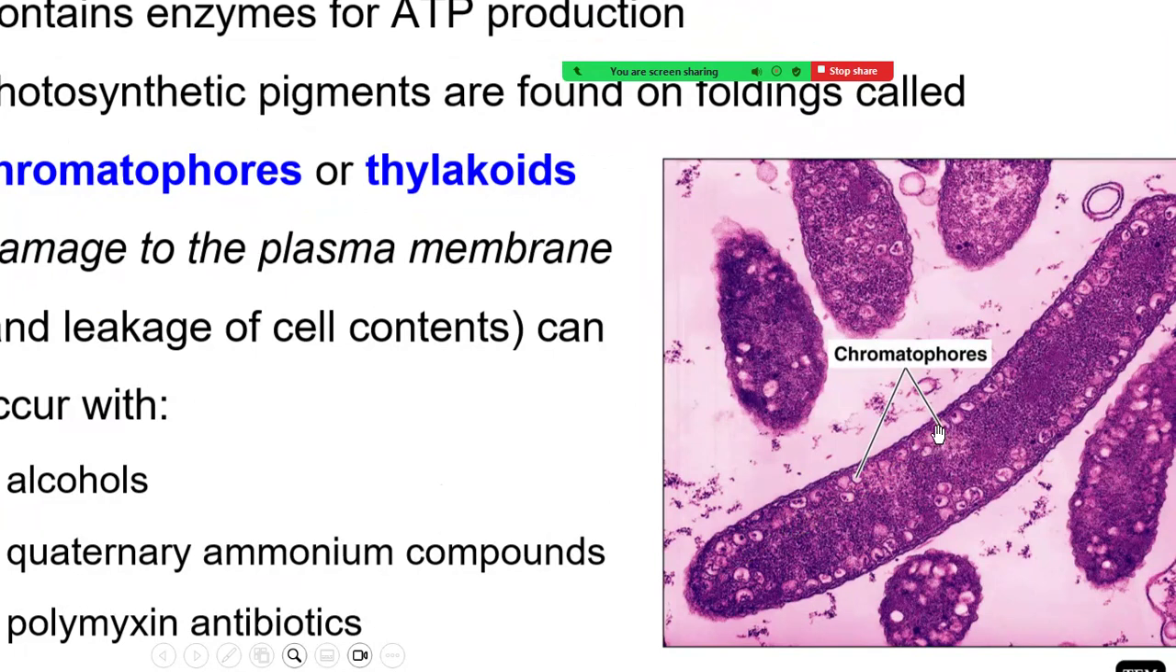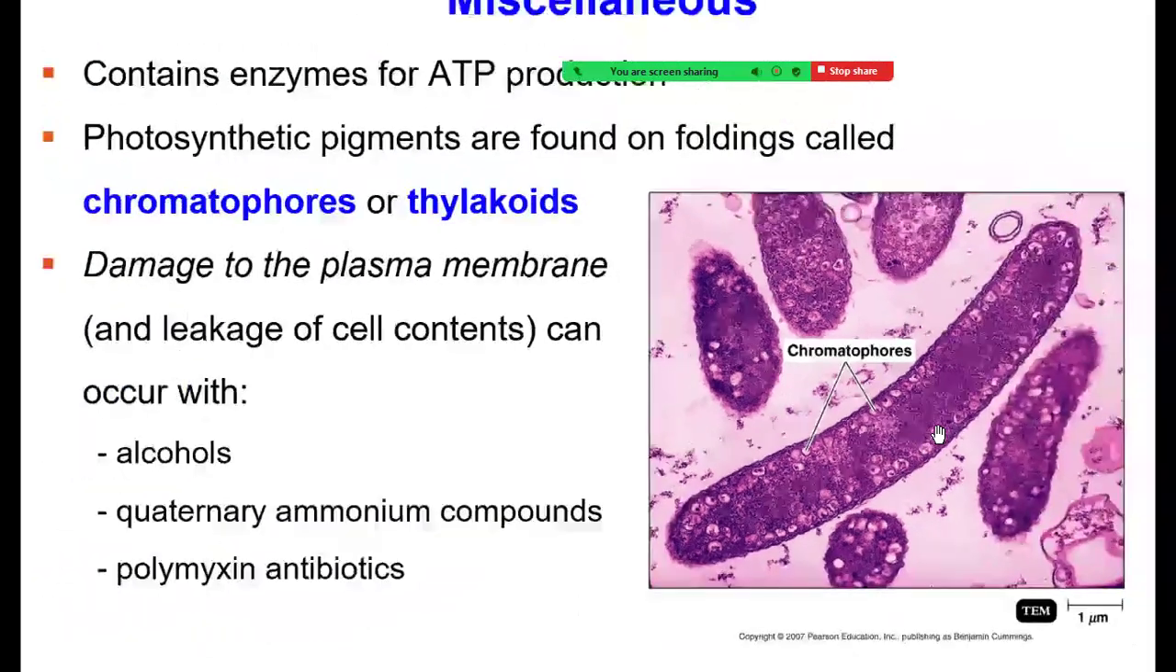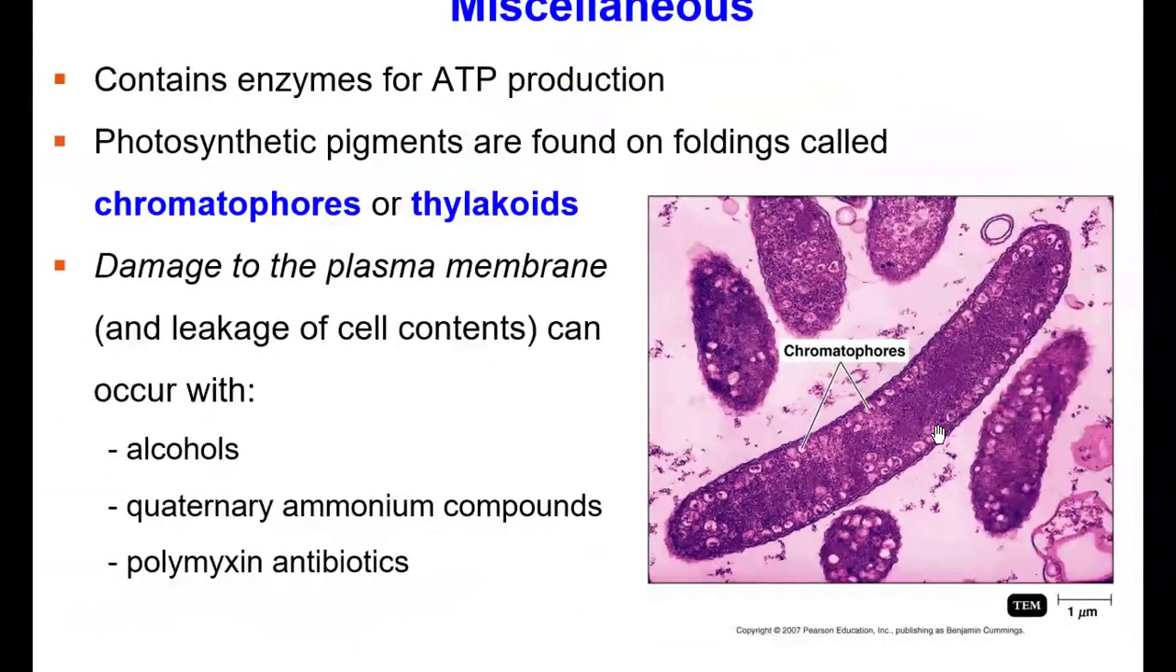And these outfoldings of the cell membrane are where the photosynthetic pigments are located. And they are given a name, chromatophores or thylakoids. They're not eukaryote plants, so they don't have a thala, what the heck is that called? Anyways, they're called thylakoids or chromatophores, the foldings of the cell membrane where the photosynthetic pigments are.